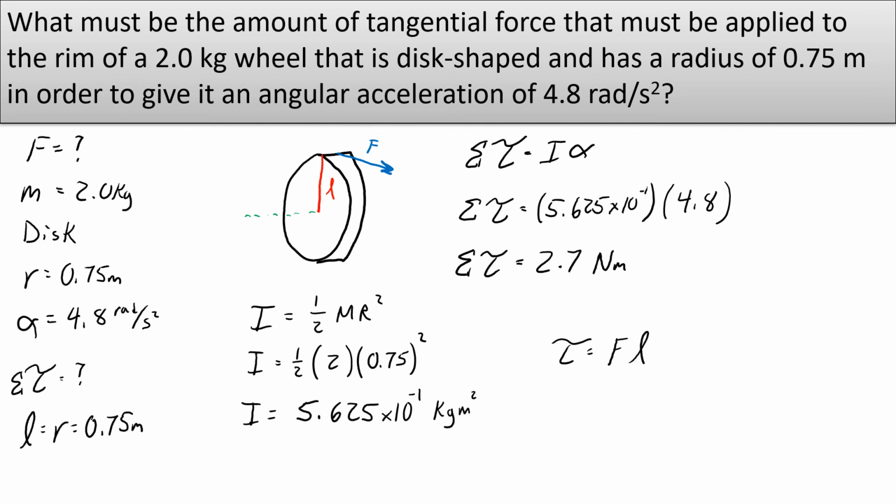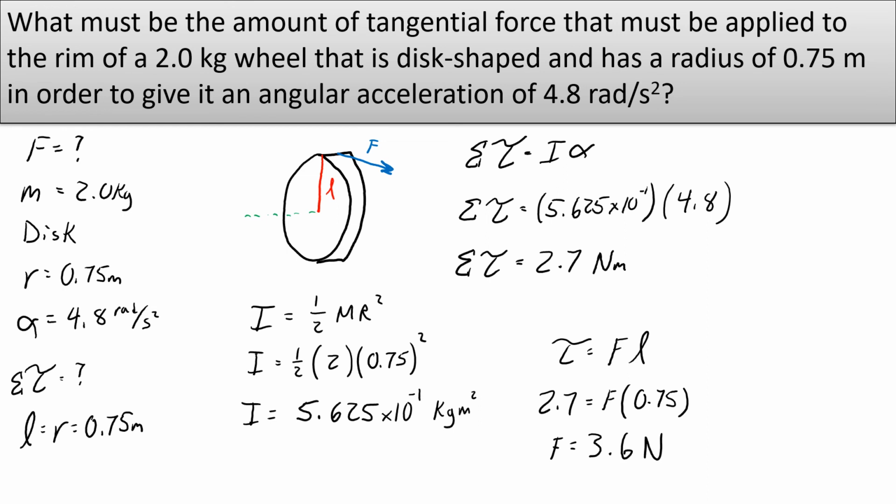and so that would be the perpendicular distance from the line of action to the axis. So now we know that this is 2.7 Newton meters. We're looking for the force. The lever arm is the radius, 0.75 meters. So you take your answer that you just got in the previous part and divide it by 0.75. Which gives you 3.6 newtons.